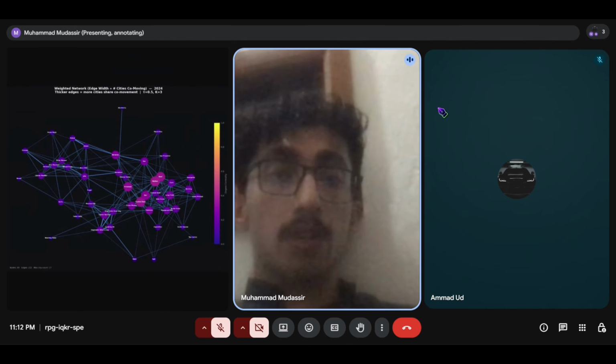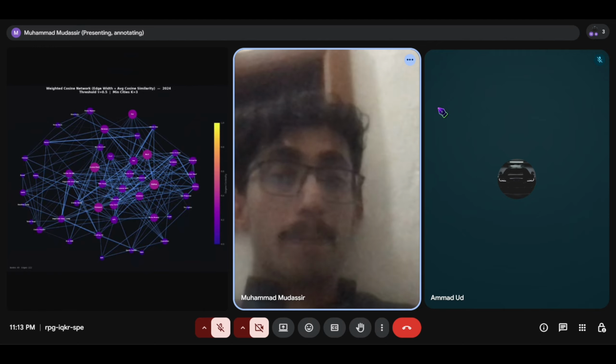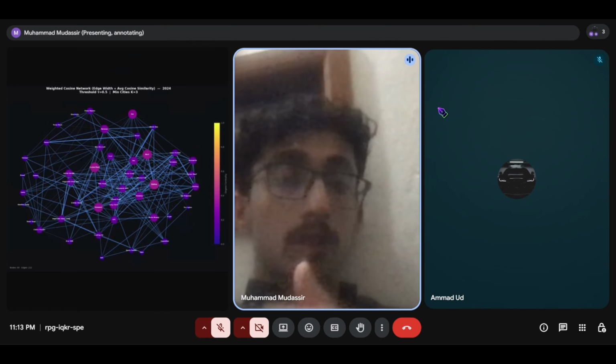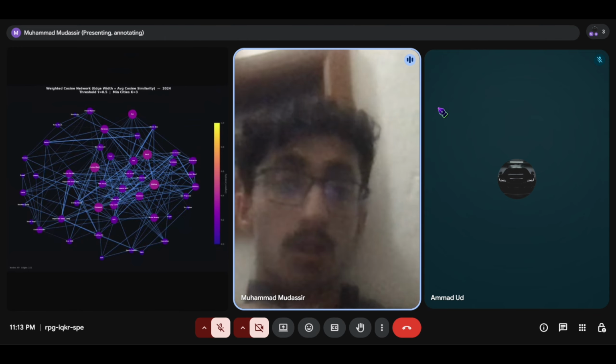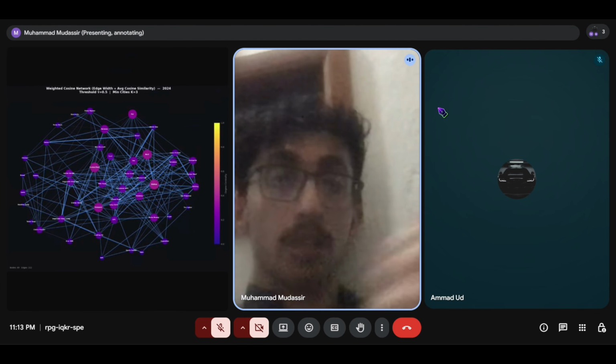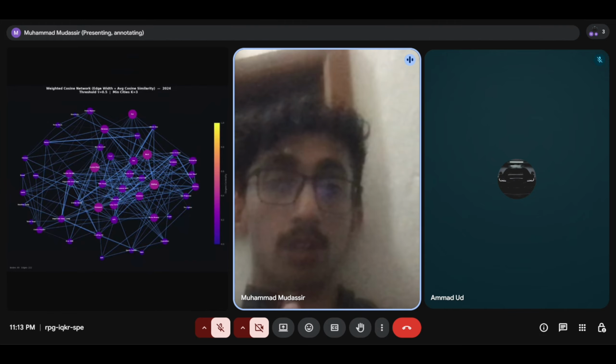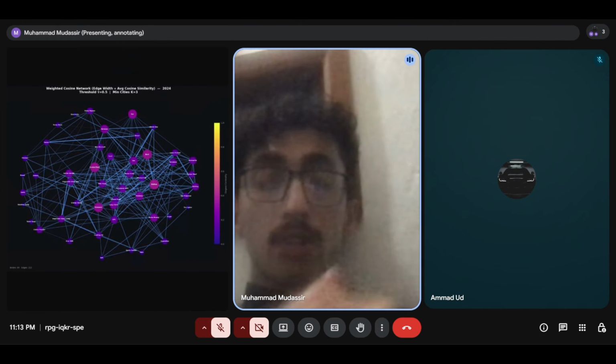Next one is the weighted cosine network graph of 2024. It is the same network as graph 3, with the same nodes and the same edges. The only difference is the edge thickness, which now shows strength of similarity instead of numbers.